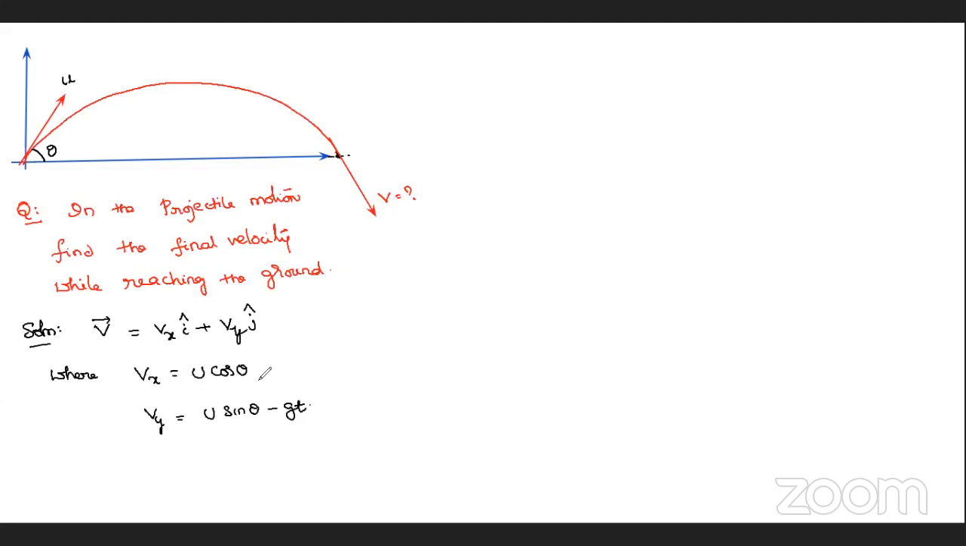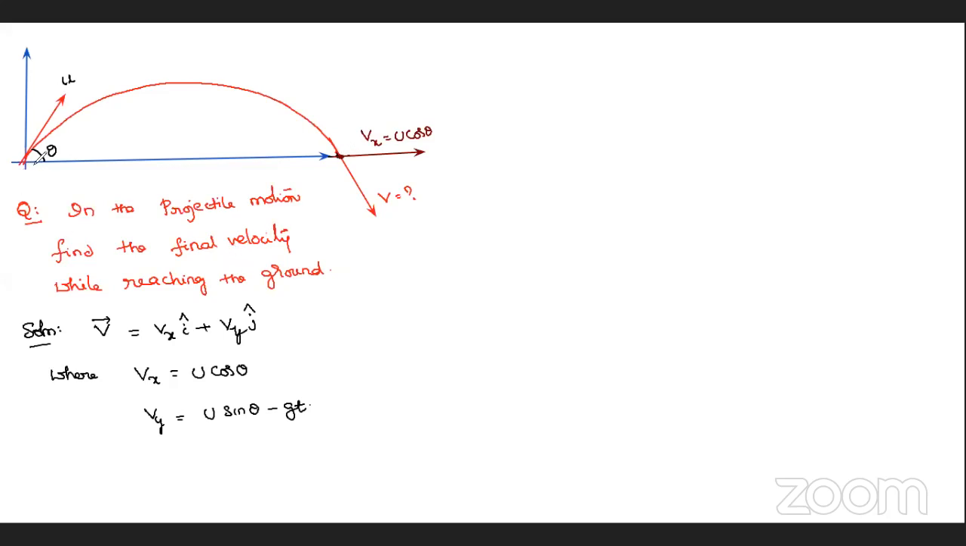So vx, anywhere, is u cos theta, time independent. So the horizontal component of velocity, if they ask, then straight away we write vx equals u cos theta. Okay. Vy is time dependent.